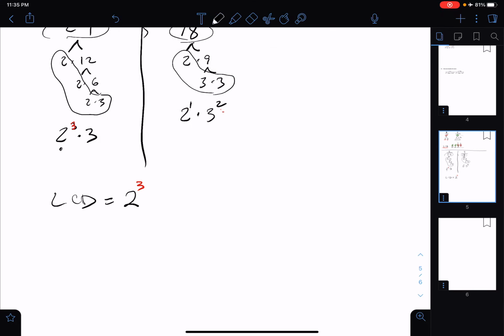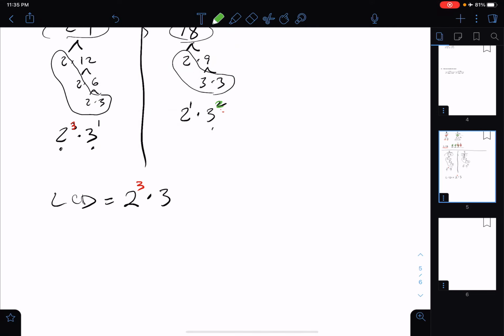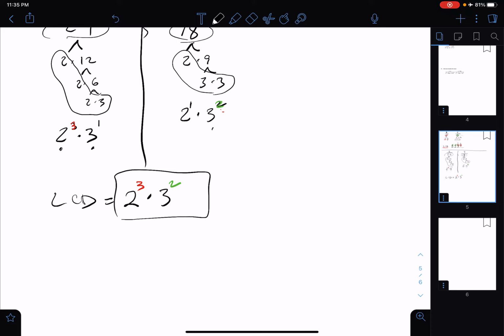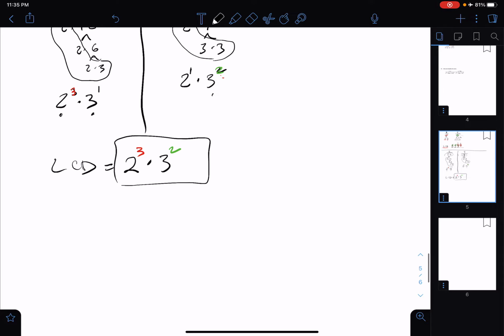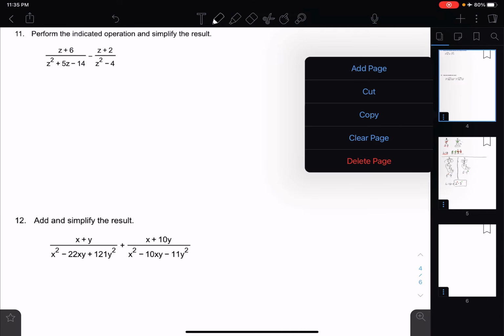So the higher power is going to win. And then let's look at a base of 3 and compare those two. This is 3 to the 1st power, and this one is 3 to the 2nd power. So I have to take the higher power, and that is going to be my LCD. That works nicely because we're going to have cases where we have these higher powers that we need to deal with and bring in. Okay, so that's a little look at finding LCDs. Let's go ahead and see if we can do some of these problems now.